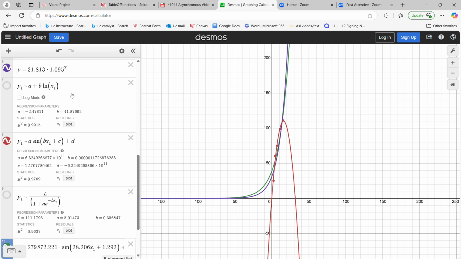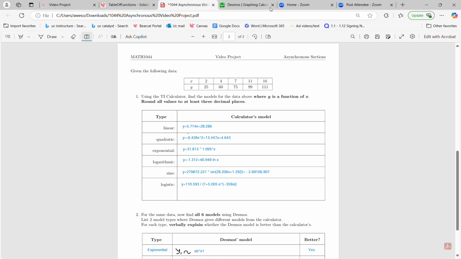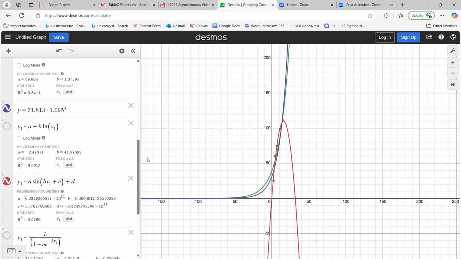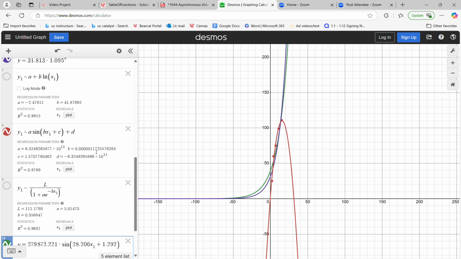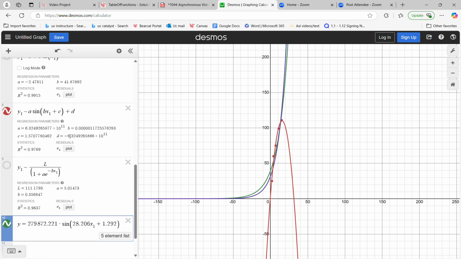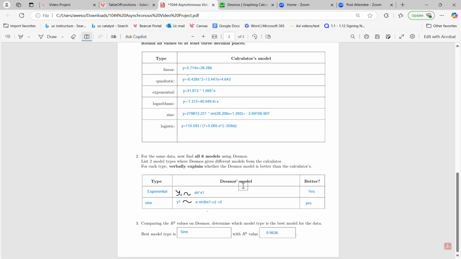And then here is, this one's logarithmic, and then this one is sine, and then this one is logistic. And then sine was also the one that wasn't the same. So made all 6 models, and then the 2 models that weren't the same were exponential and sine, like I said. And then these were the models for it. And then they both ended up being better because the exponential one was better.